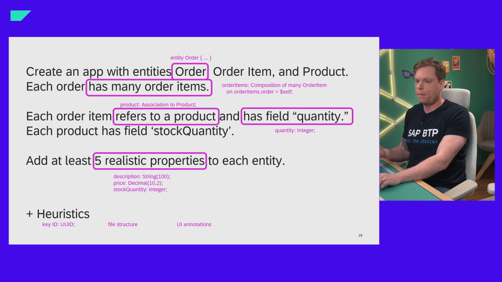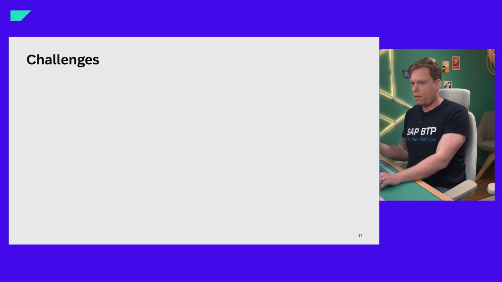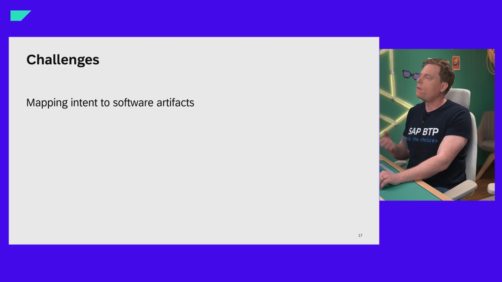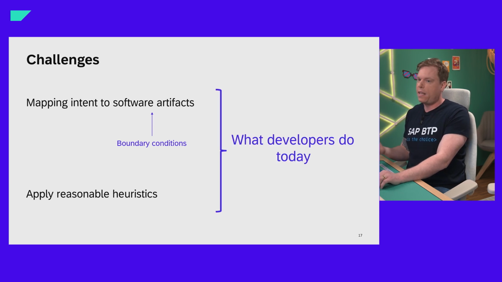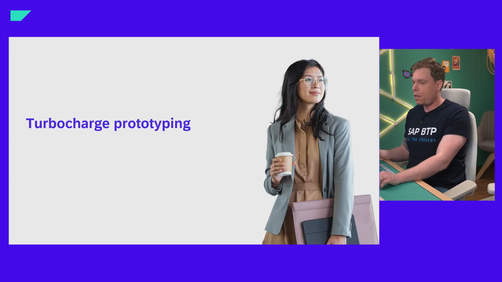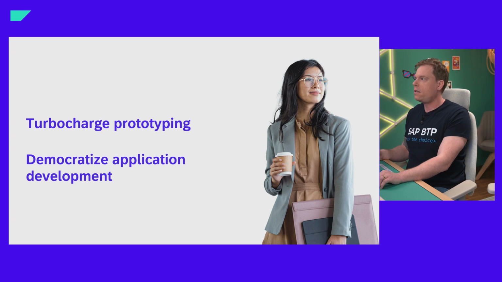that it actually works. The challenge with this approach, obviously, is that we have to map your intent to software artifacts. And the problem is software artifacts always have boundary conditions. So we need to apply reasonable heuristics, which means that the final result may not be exactly what you like, but at least it will definitely work. And that's exactly what developers do today. Now with AI, we can turbocharge your prototyping and also democratize application development. Now handing over to Birgit.